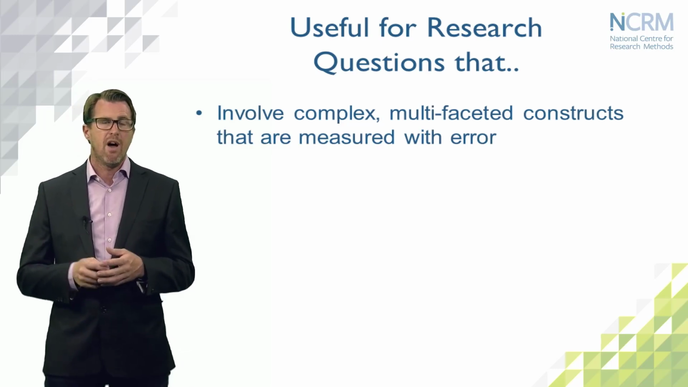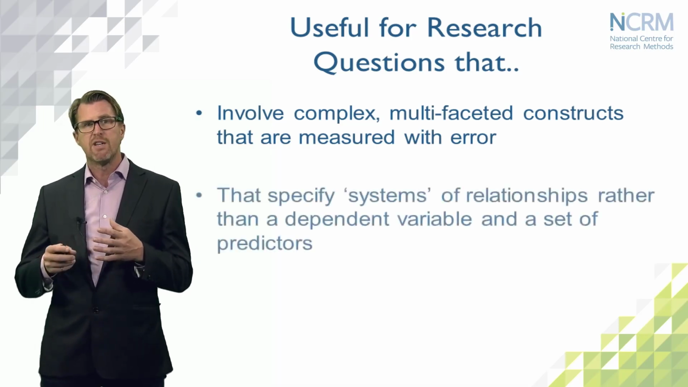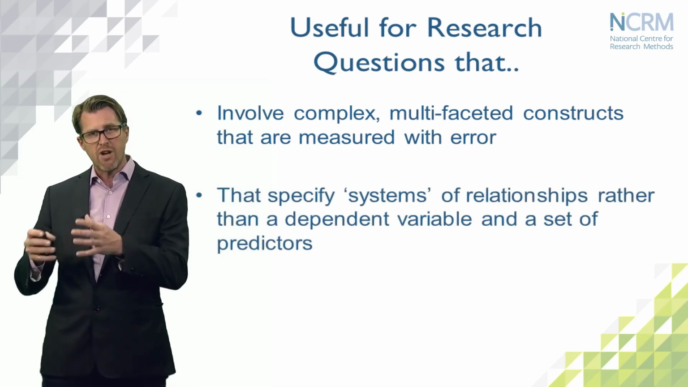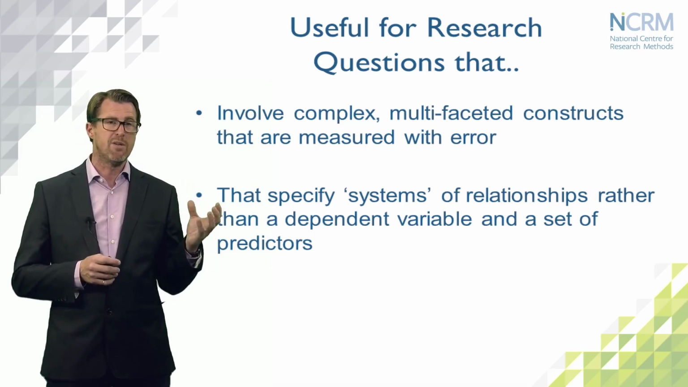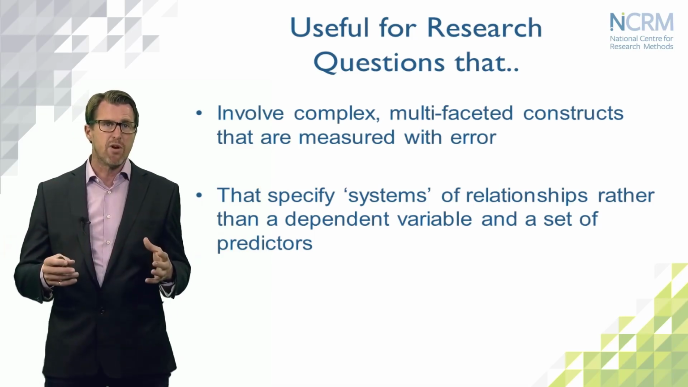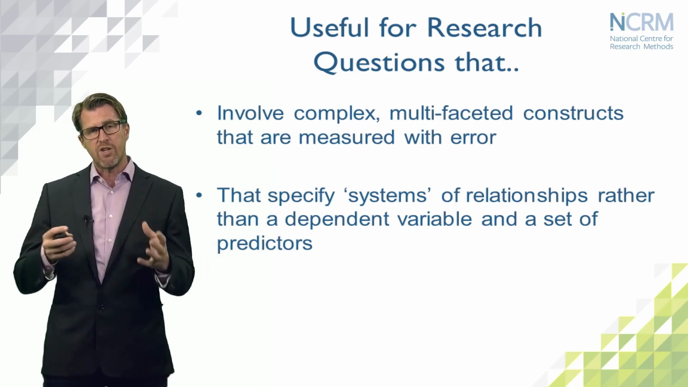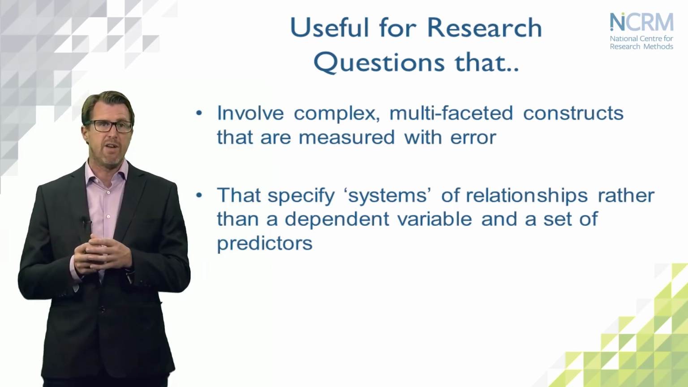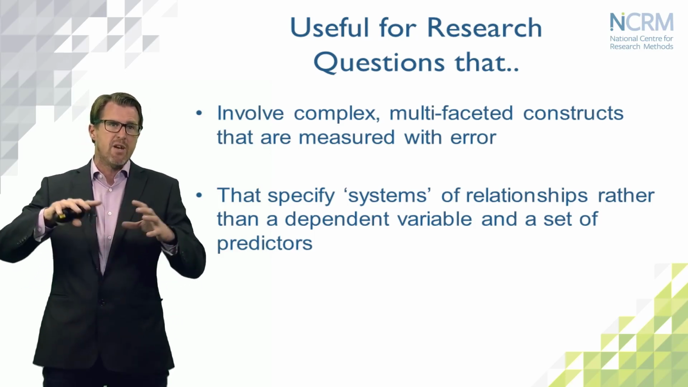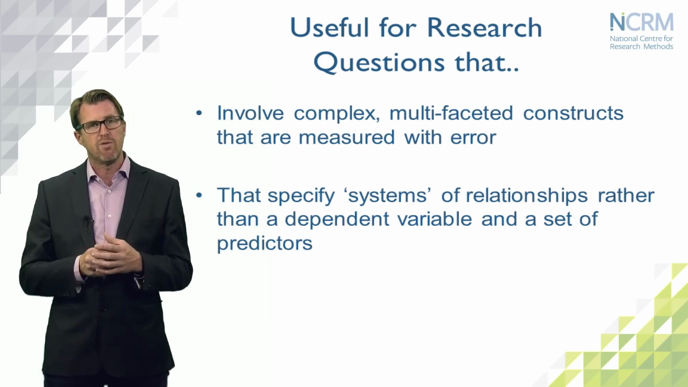Other kinds of research questions that SEM is well suited to are ones which specify systems of relationships, rather than, as we may be used to if we're fitting regression models, where we have a single dependent variable and a set of predictors or independent variables. Structural equation models may have numerous different outcomes or dependent variables, each of which is affecting other dependent variables in a more complex system. So if a researcher is interested in modelling a causal system, then structural equation models are particularly suitable.